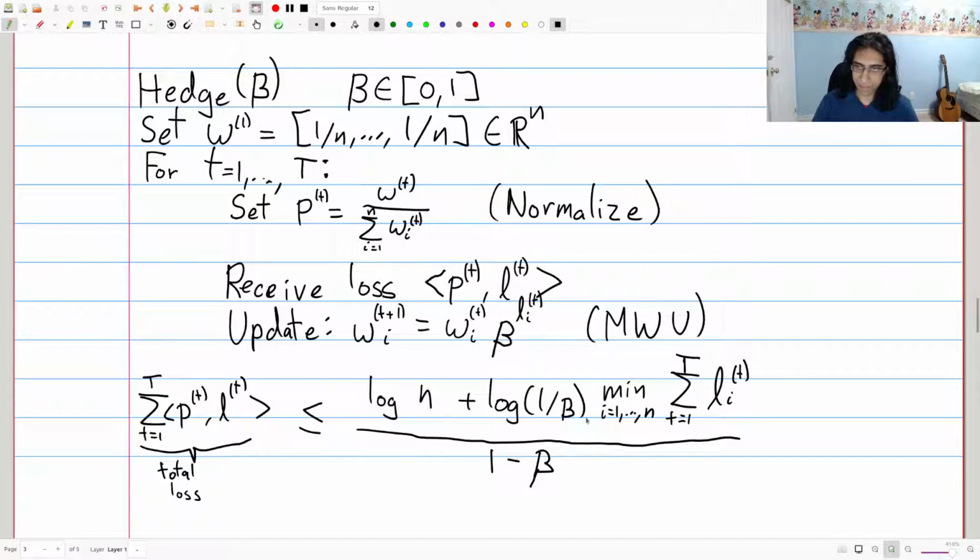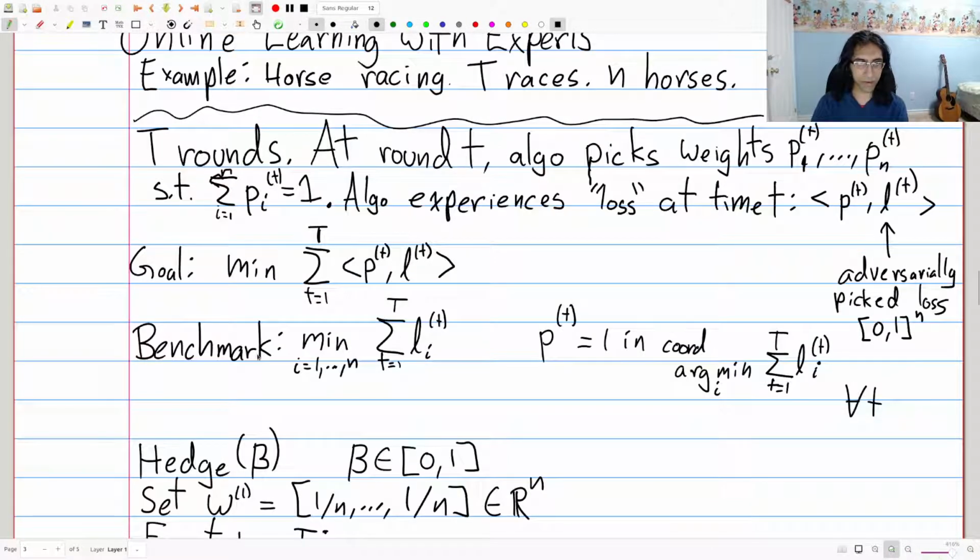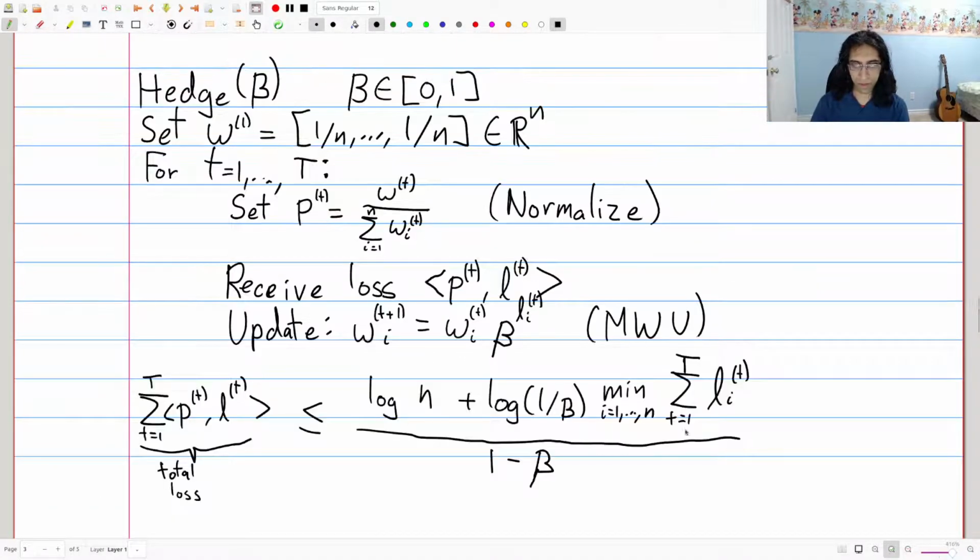And you can see here that this term over here essentially is that same benchmark that we set earlier, the best option in hindsight. So this is an expression that it's possible to prove, and we're not going to do that today. You can read the notes if you care about it. This is a bound you can prove on how big the total loss is, in comparison to the best option in hindsight.